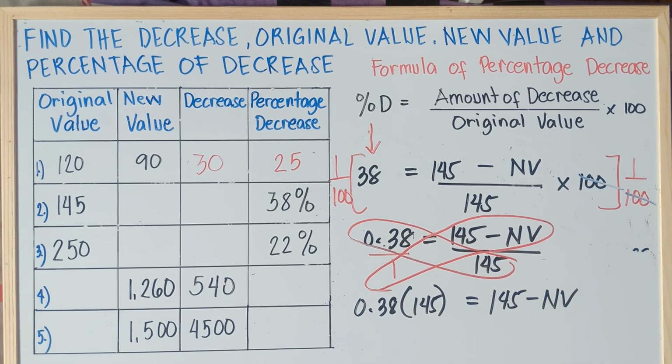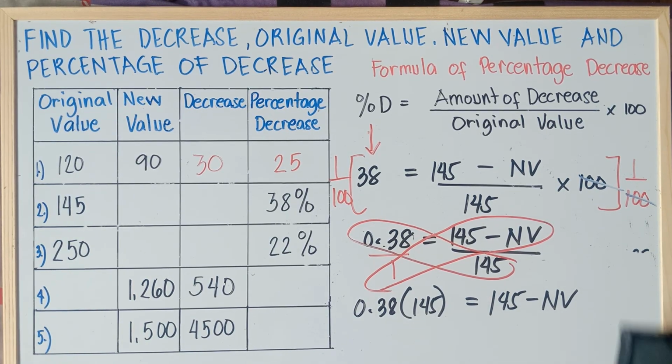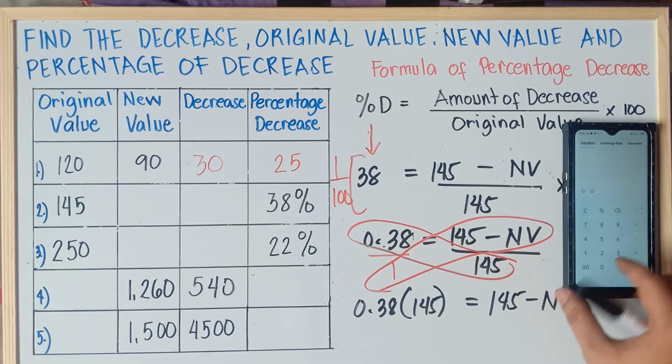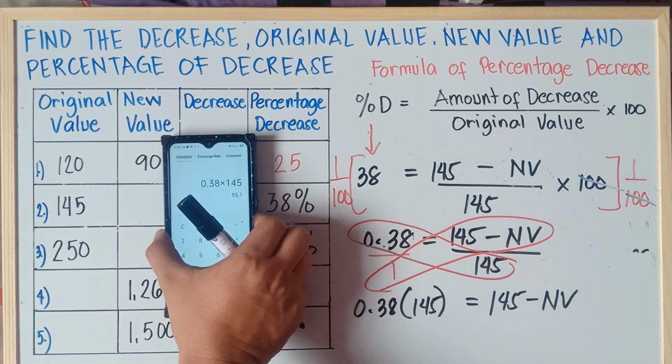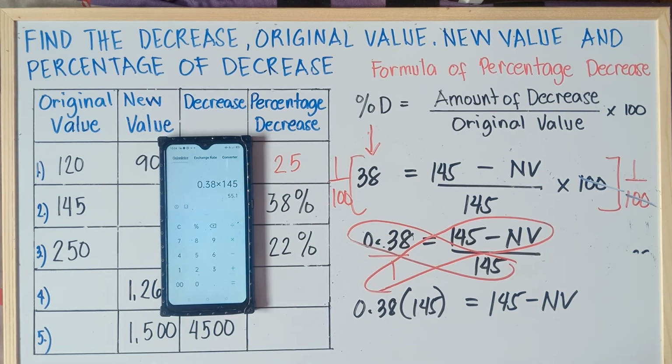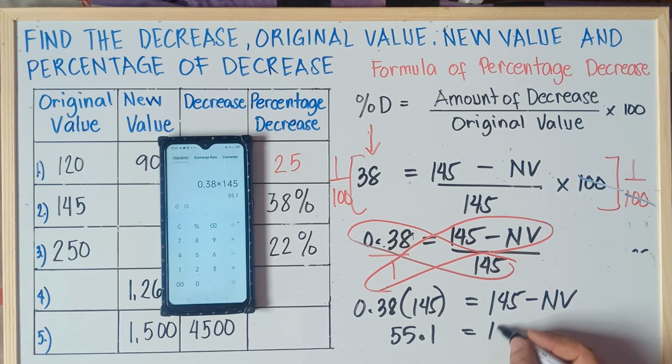And then you multiply this one, class. 0.38 times 145. That would be 55.1. I hope you see this one. 0.38 times 145 is 55.1. So this is 55.1 equals 145 minus NV.